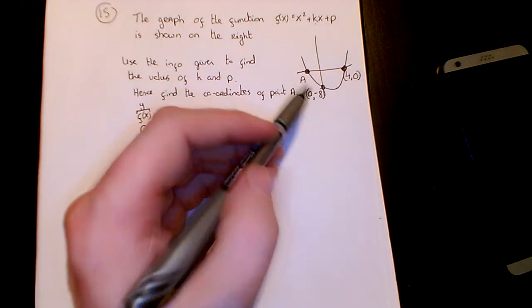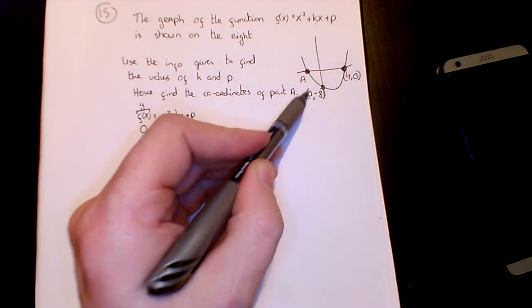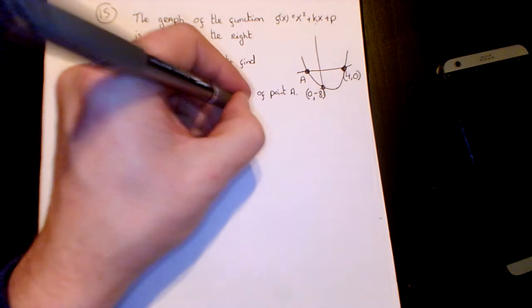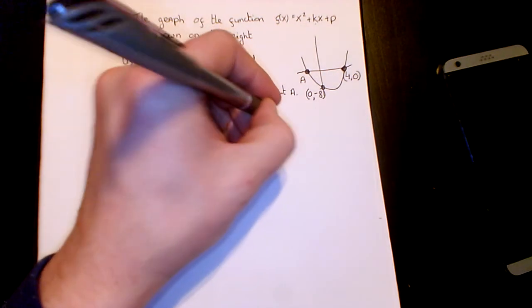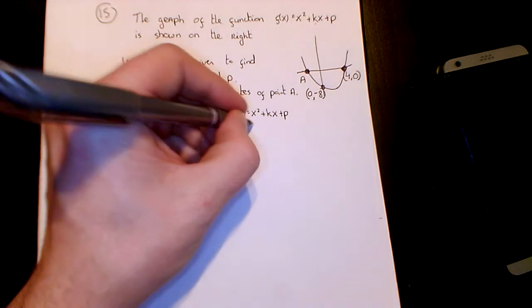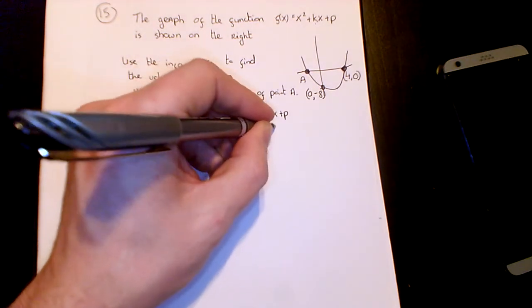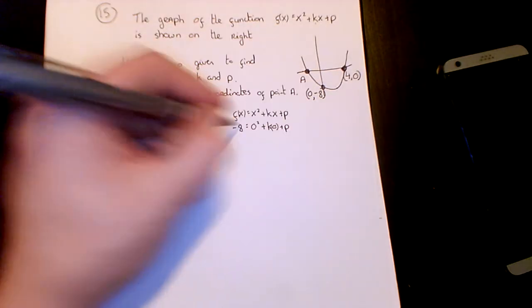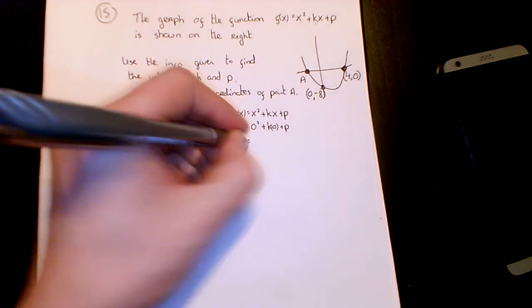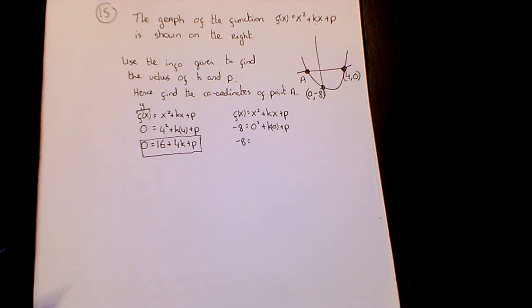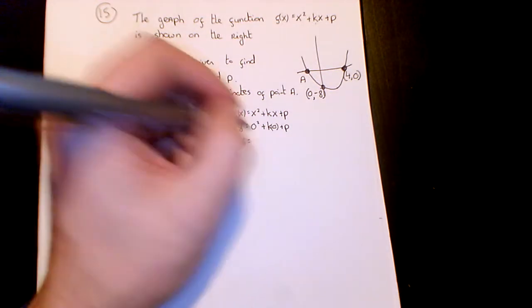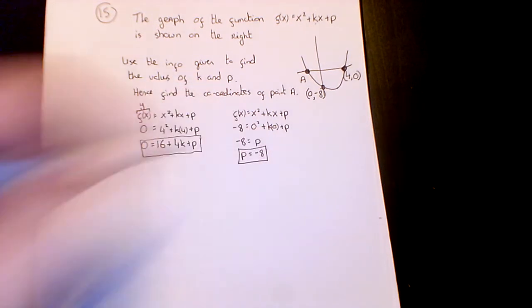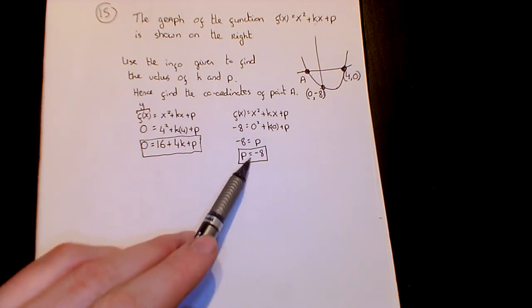And for the other one, if I put in 0 for x, it should spit me out minus 8. So let's go again. f of x equals x squared plus kx plus p. So if I put in 0, it's 0 plus 0 plus p, and it should spit me out minus 8. A bit of algebra: minus 8 equals, well, 0 squared is just 0, and k multiplied by 0 is 0, and we have p left. So p equals minus 8. That was easy.